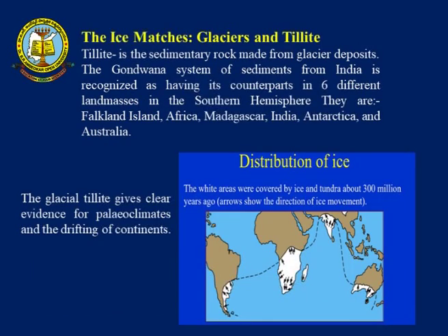The ice matches, that is the glaciers and the tillite, was also one of the evidence where the glaciers were found in the Gondwana islands, the distribution, and of course the tillites was also one of the evidence. The glacial tillites gave clear evidence for paleoclimates and drifting of continents. So, this is the presence of the tillites that is present in this particular region over there.